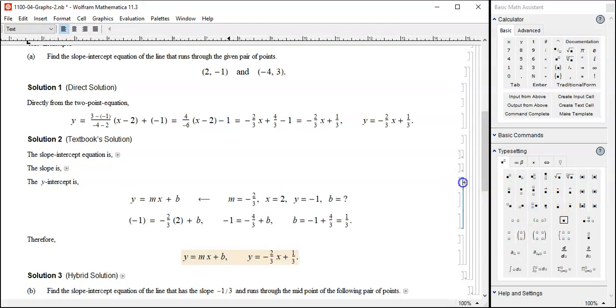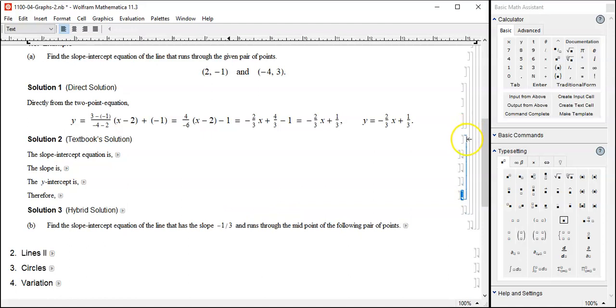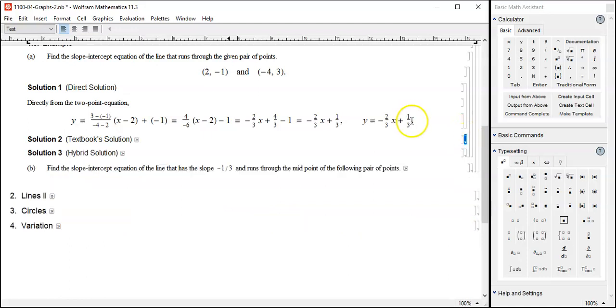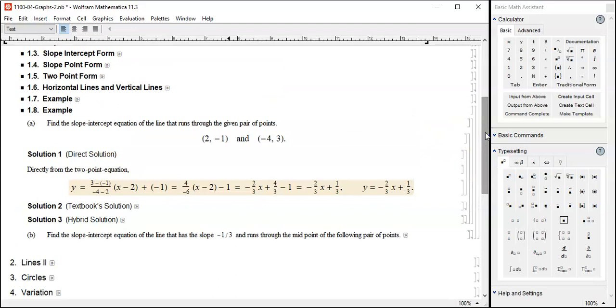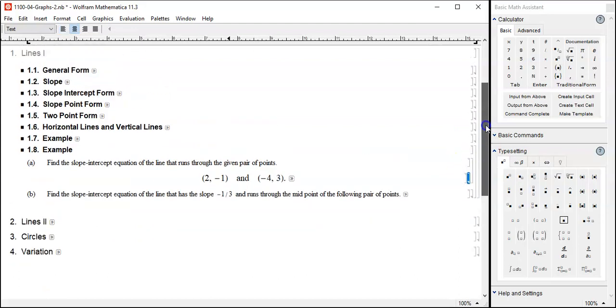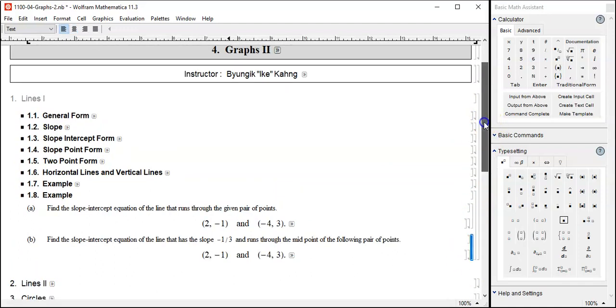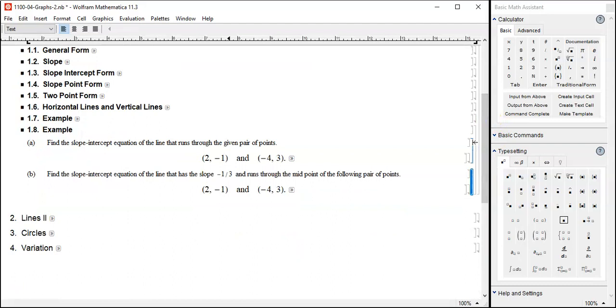Now, do you prefer this multi-step process? If you do, you can go ahead. Otherwise, you can go through the single-step process. Me personally, I use solution 1. And the hybrid solution using slope-point equation, I'll just skip that. I think I made my point.